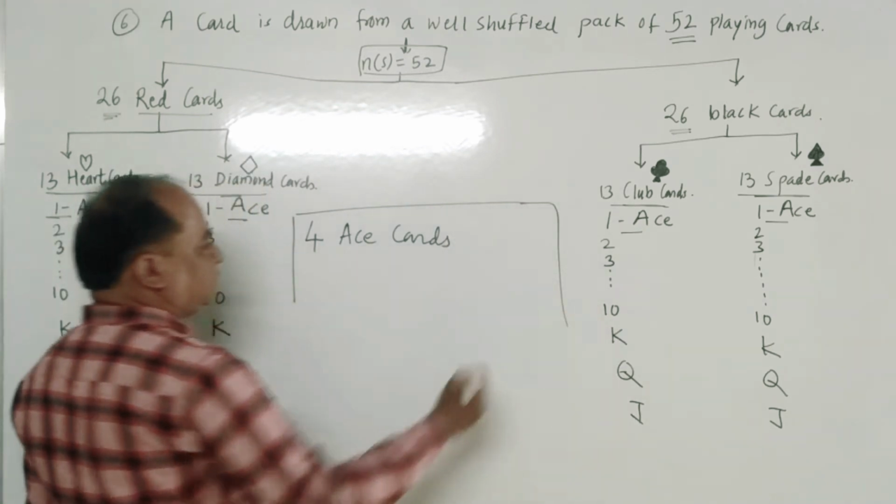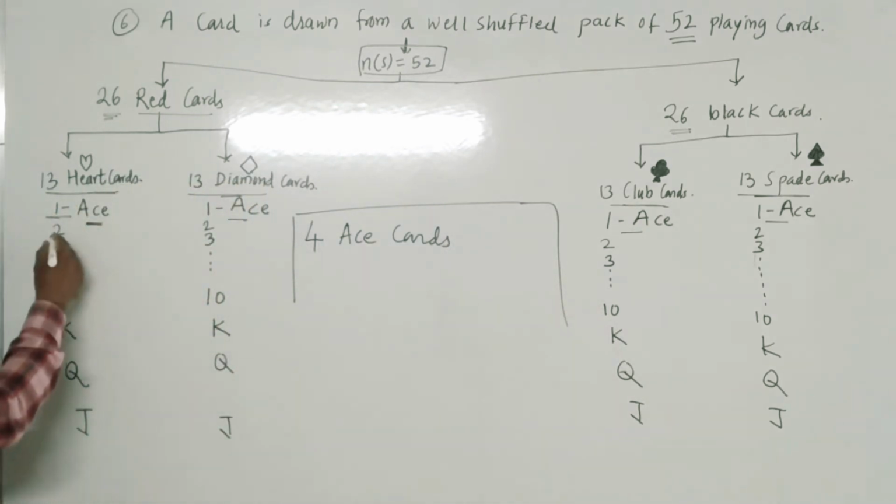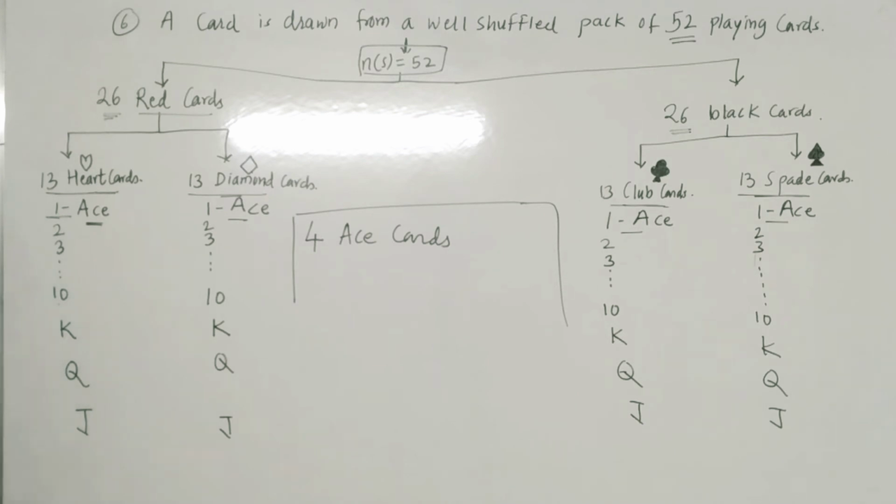Then, starting from the second number till 10, in all 2 to 10, that is 9, those are the number cards of each suit. So 9, 9, 9, 9, total 36 number cards.